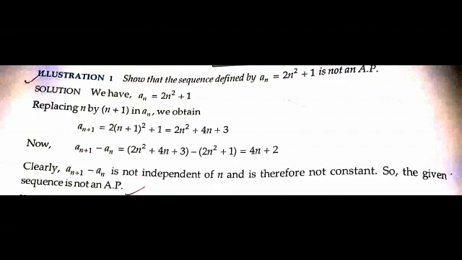Now finding the difference between the (n+1)th term and the nth term, we have a(n+1) minus an equal to 2n square plus 4n plus 3 minus (2n square plus 1), which gives 4n plus 2. So clearly the difference between the (n+1)th term and the nth term is not independent of n and is therefore not constant. So the given sequence is not an AP.